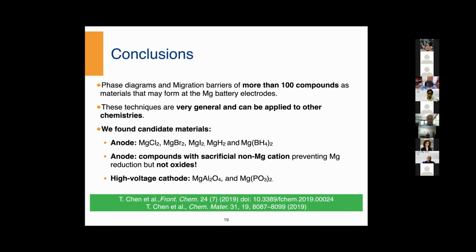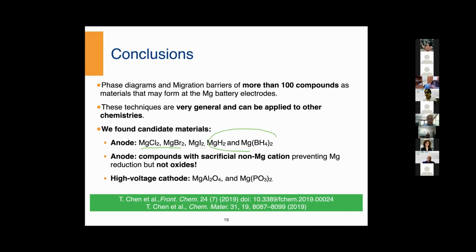So in summary, I've shown you work that summarized two years of work on computing and understanding the decomposition products of more than 100 compounds. The technique is very general and can be applied to lithium and sodium batteries. We have identified some materials that might form upon decomposition at the anode. The halides are definitely one.